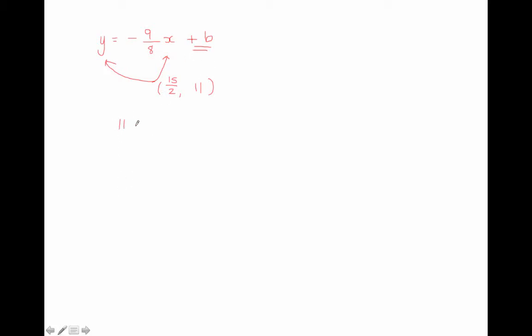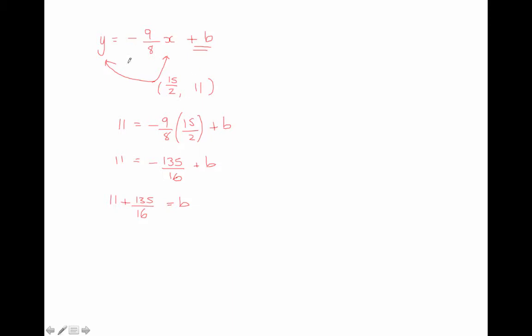So 11 equals negative 9 over 8 times 15 over 2 plus b. When we multiply fractions, numerator times numerator, denominator times denominator, 9 lots of 15 is 135, keep the minus sign there, and 8 times 2 is 16, plus b, and that's equal to 11. So to get the plus b on its own, I need to move this to the other side, so it's 11 plus 135 over 16 is equal to b.